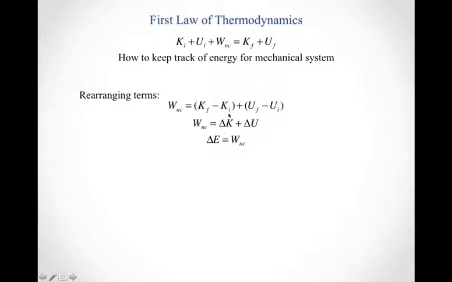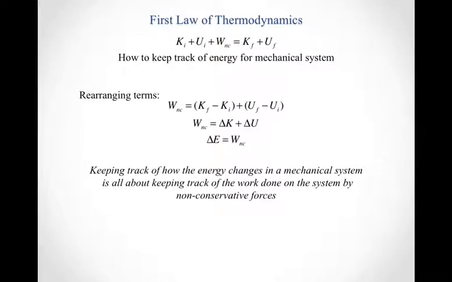This first term is obviously delta K, the second one is delta U, and delta K plus delta U is nothing more than the change in the total mechanical energy of my system. So I can rearrange this equation to think about how the total mechanical energy of my system is changing, and what this now says is that the total mechanical energy of your system changes based on work done by non-conservative forces. So keeping track of how the energy changes in a mechanical system is all about keeping track of the work done on the system by non-conservative forces.